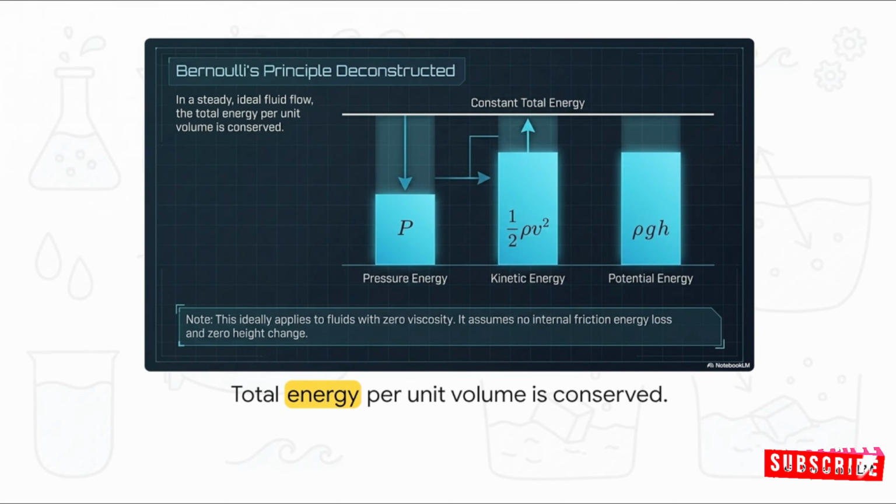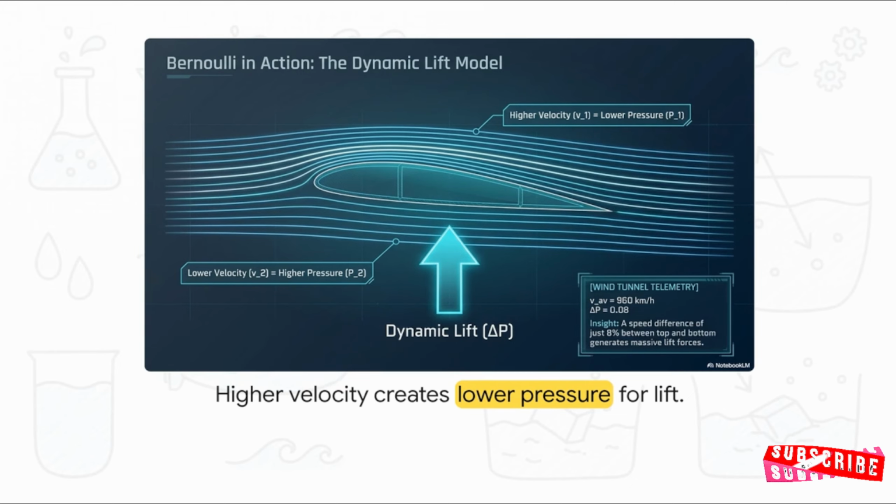If a fluid flows through a level pipe and speeds up, meaning its kinetic energy spikes, that energy has to be borrowed from somewhere else. The budget dictates that the pressure energy must drop to compensate. Faster-moving fluids exert less pressure. Pretty wild, right? A classic real-world application of this exact energy conservation is dynamic lift.